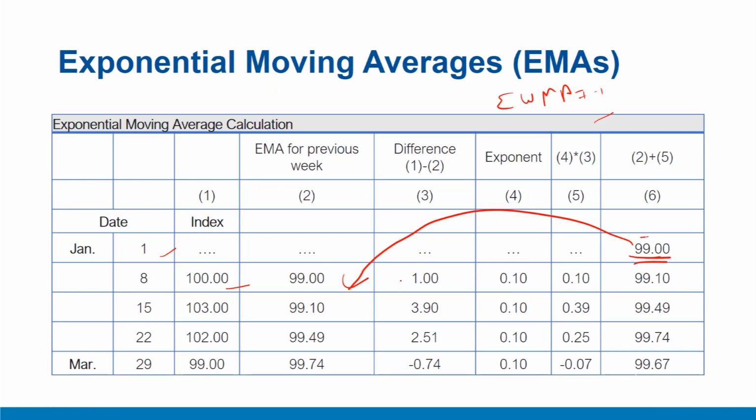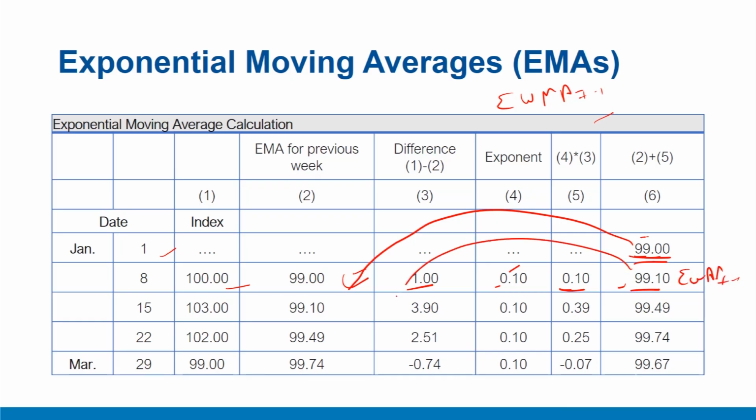So this difference between 100 minus 99, which is 1. Alpha here is the exponent. So this one is multiplied by 0.1. So we get the first term as 0.1, and this is added to the previous period EWMA T minus 1, which is 99, to get 99.1. Now this is our latest EWMA T minus 1.